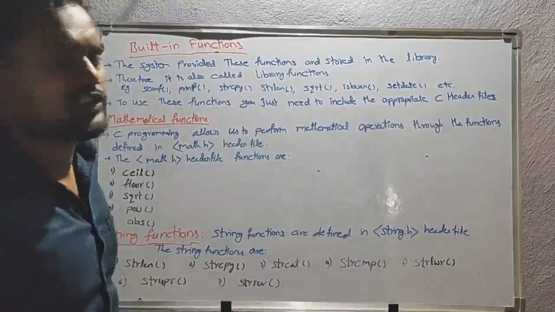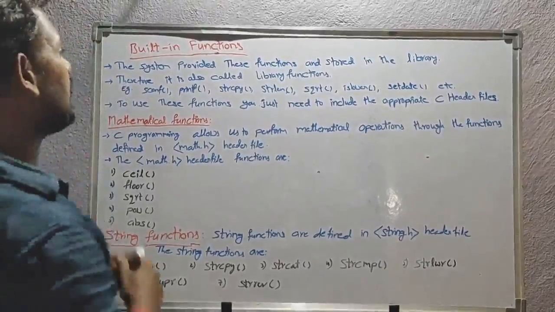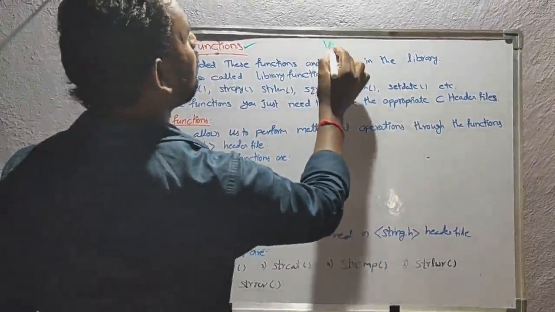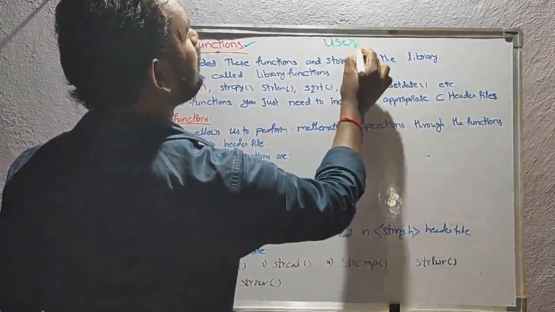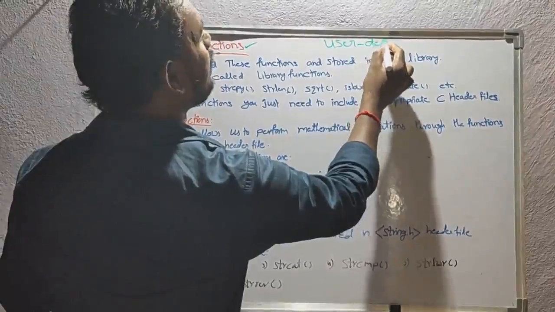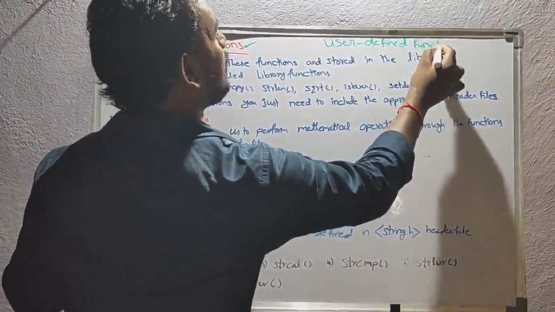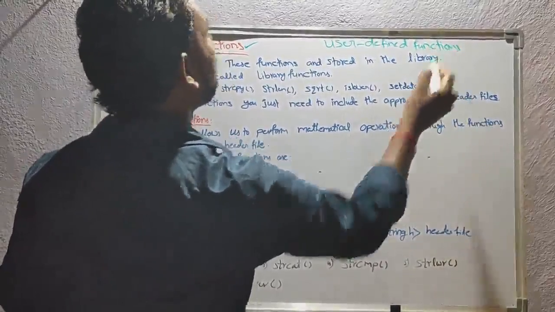Functions. Functions can be divided into two types: built-in functions and user-defined functions. These are the two types into which functions can be divided.